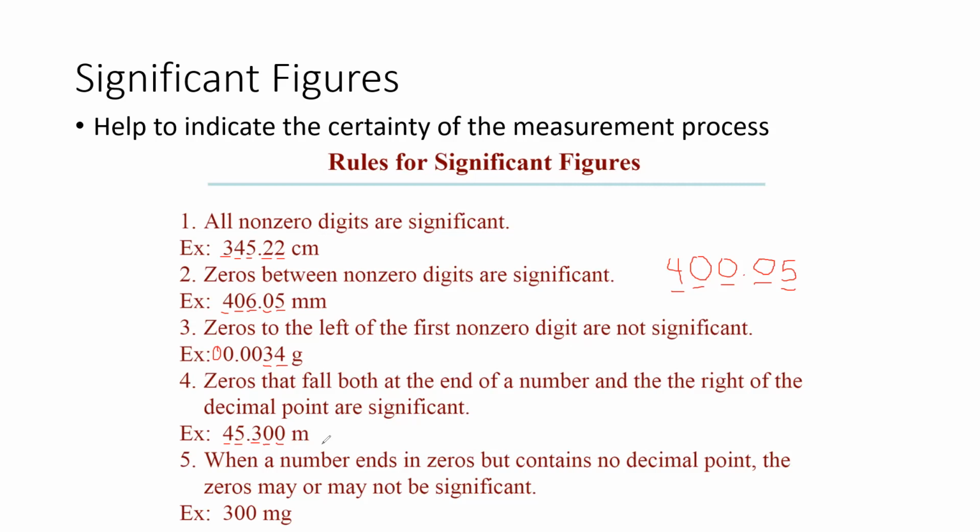And then finally, if the number's at the end but there's no decimal point, we just can't be certain. So they may be significant, they may not be. So in the case of 300, we know for certain that the 3 is going to be significant. So we've got at least one sig fig, but we don't know about those zeros. If they're both significant, what we could do is just put a decimal there. And that is a notation that tells us both of those zeros are significant.